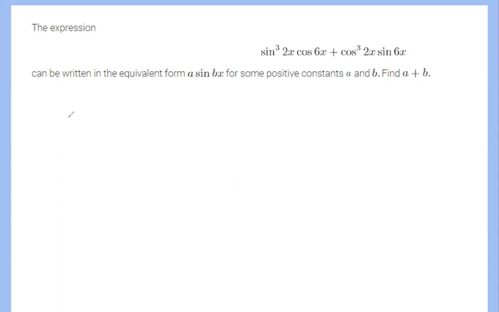Okay. So first things first, let's remember the angle sum for sine. We have sine of alpha plus beta, and this was equal to sine of the first angle, which is alpha, times cosine of the second angle, plus cosine of the first angle times sine of the second angle. This was the angle sum.